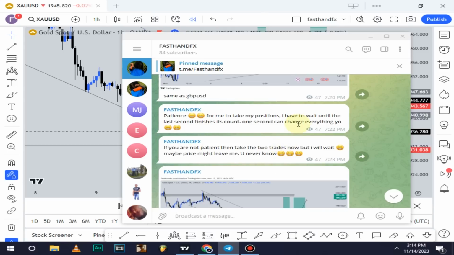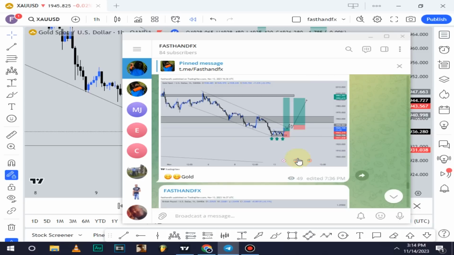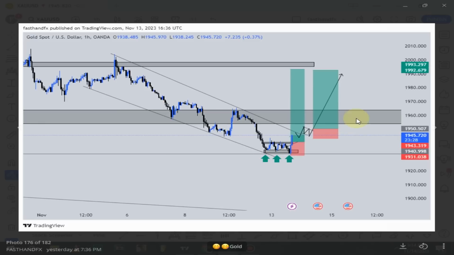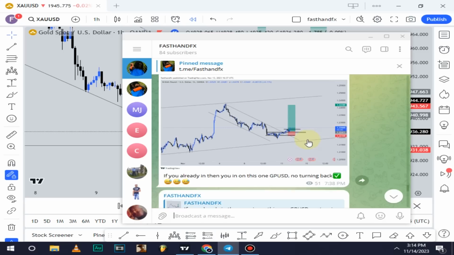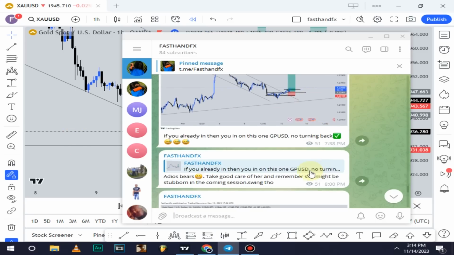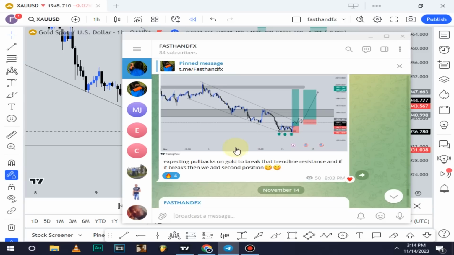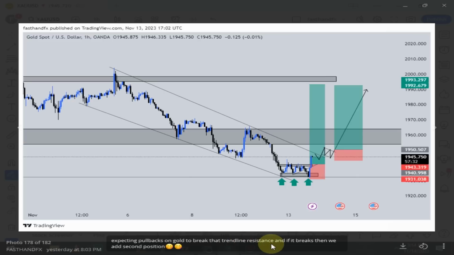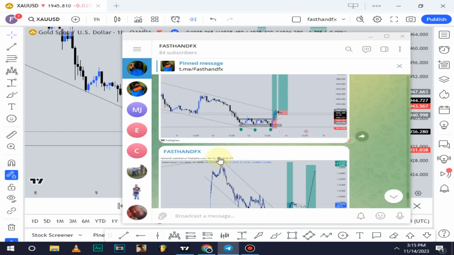Right. Okay. Patience. If you're not patient, then you can take the two trades, but I will wait, because price might leave me, you never know, right? So we was in, look at that gold, we was in, right? Then I said that's GBP. So this is it. I said I'm expecting pullbacks on gold to break that trend line resistance, and if it breaks, then we add a second position. So that is what I believe the market is currently trying to do, right?